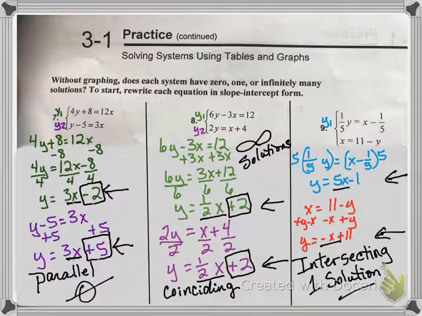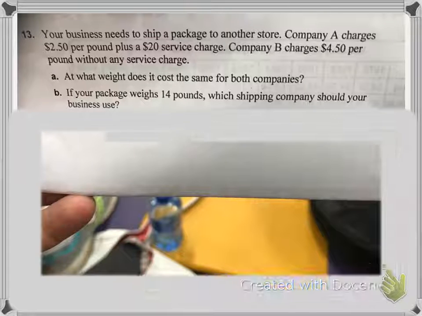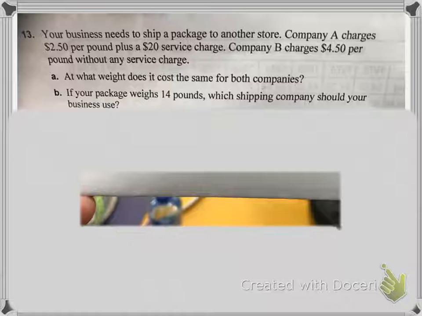All right. Last problem. All right, get this to where we've got some writing surface here.